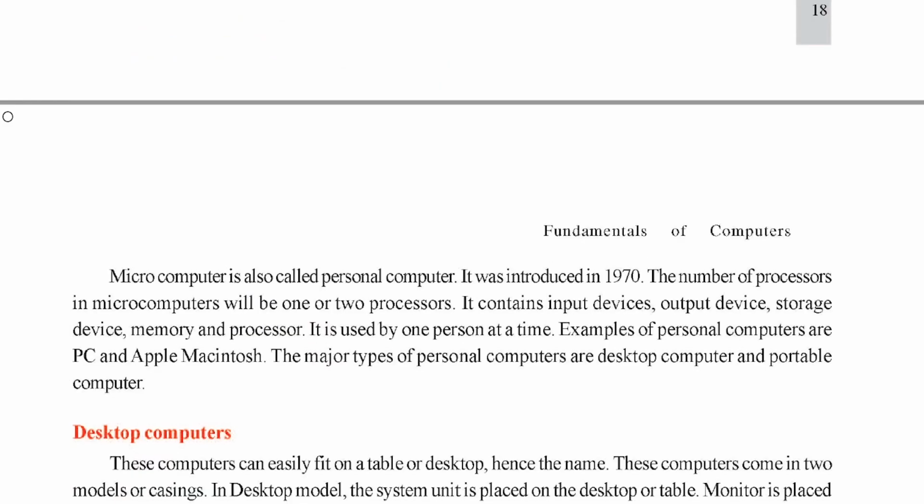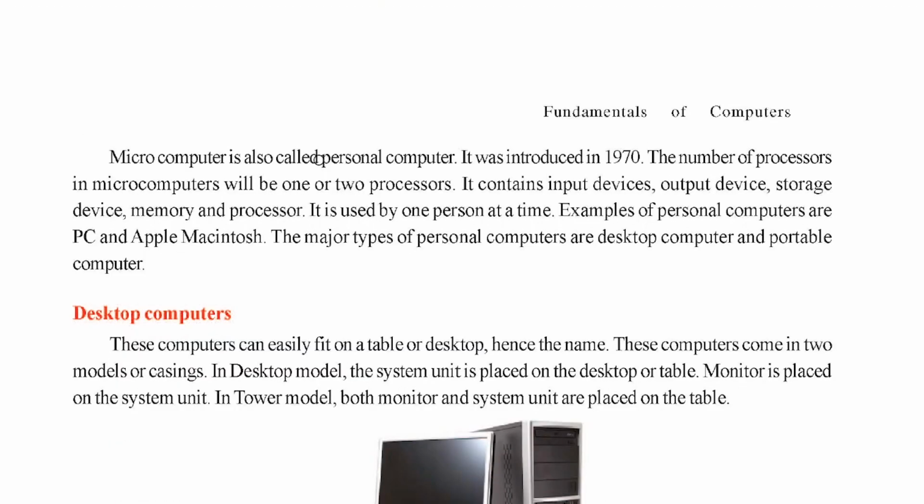A microcomputer is also called a personal computer. What we use today at home, what we have seen in colleges and schools, belongs to microcomputers. That's called the personal computer. It was introduced in 1970. The number of processors in microcomputers will be one or two. Normally we have only one processor, or sometimes we may have two processors.